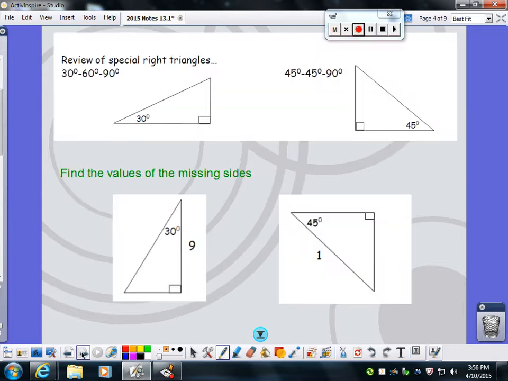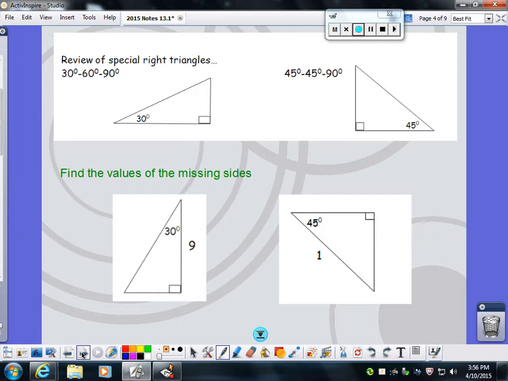All right, another type of problem you're going to have. Remember the special right triangles, our 30, 60, 90 and our 45, 45, 90. Remember from geometry that these have special patterns, and we're going to use this a bunch in our trig. It's going to be a whole unit that we're going to devote to our special right triangles.